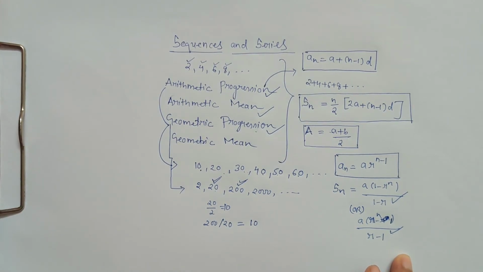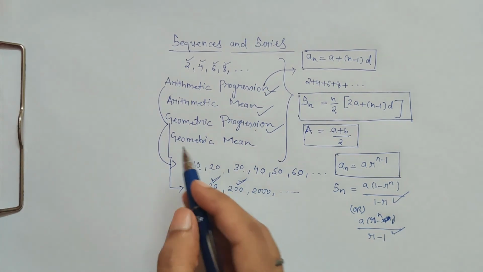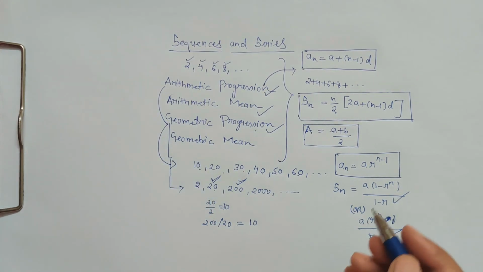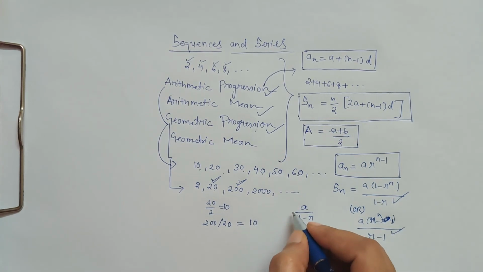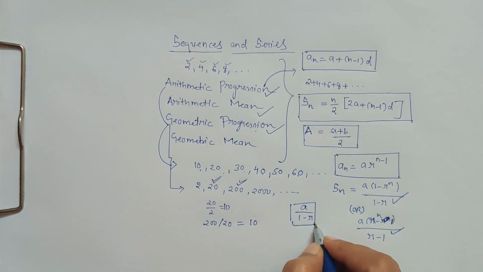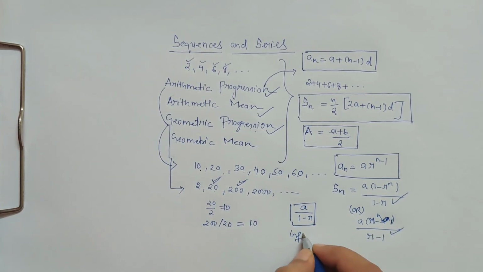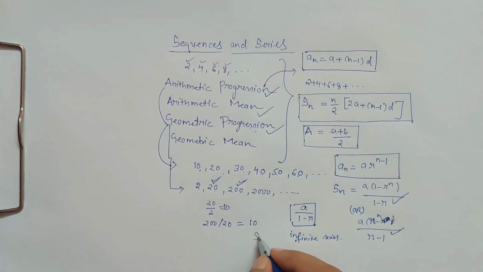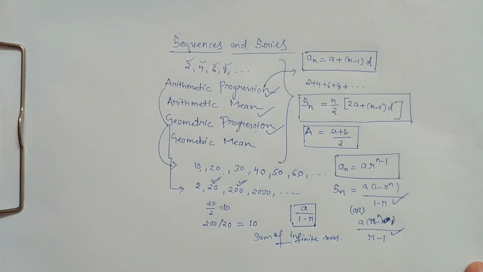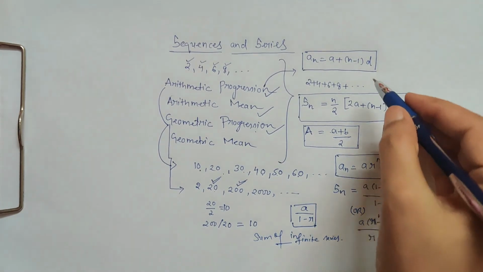We may also have an infinite series, but it is not in the NCERT syllabus. Just in case we have a geometric series which is infinite in nature, for that also we have a formula, a upon 1 minus r, for finding the sum of an infinite series, but it is beyond the scope of the syllabus. So these are the important formulas that we are going to learn and apply.